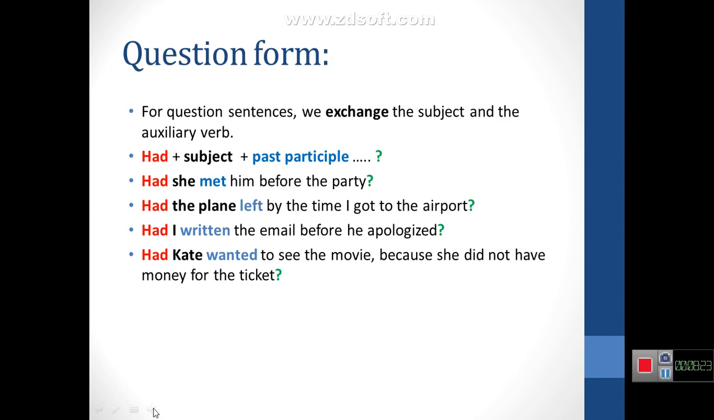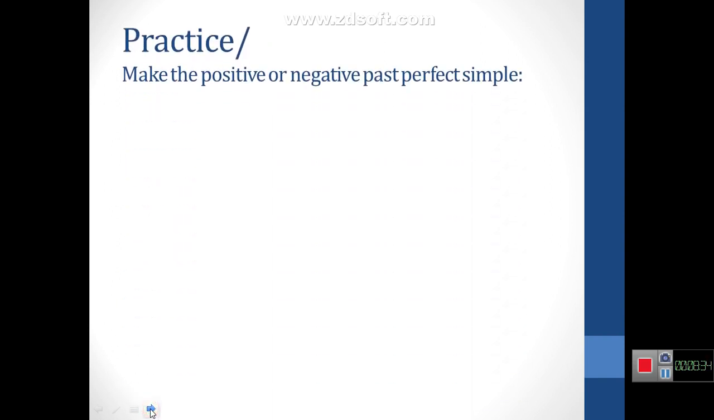Kate wanted to see the movie because she didn't have money for the ticket. Had she wanted to see the movie? Okay, guys. I think it's very easy and very simple. Let's do some practice. Make the positive or negative past perfect.